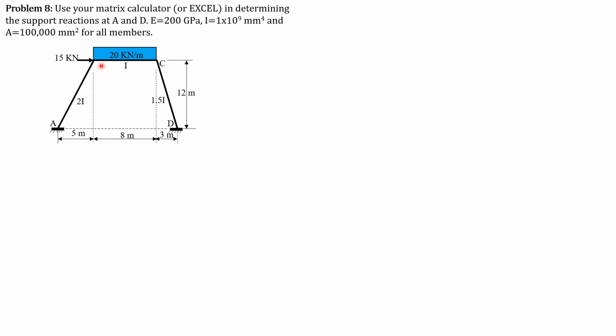So for the fixed forces, we have w = 20, wL squared over 12, 8 squared, so 320 over 3, counterclockwise here, clockwise on the other side. And the fixed force, upward reaction, 20 times 8 divided by 2, or 20 times 4, that's 80 kilonewtons upward, 80 kilonewtons upward also.